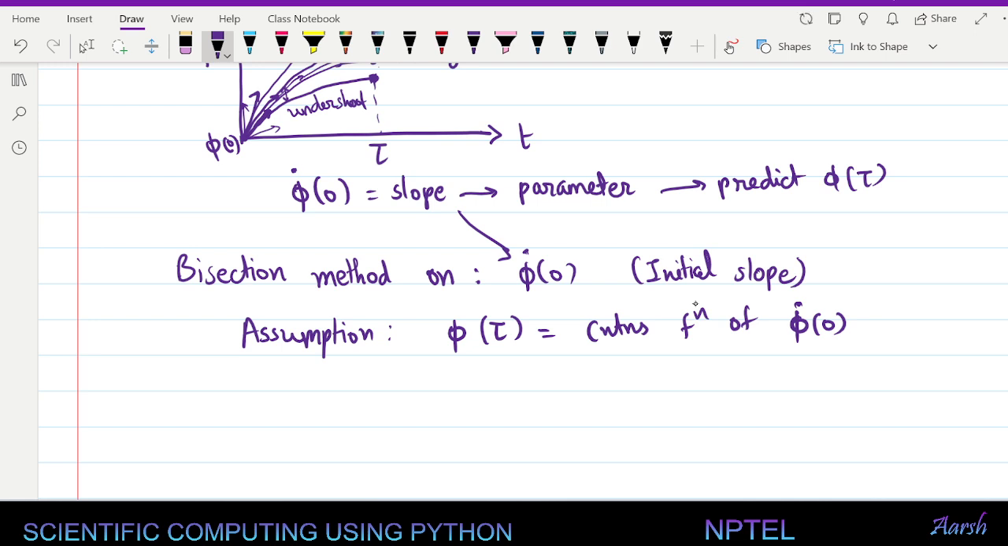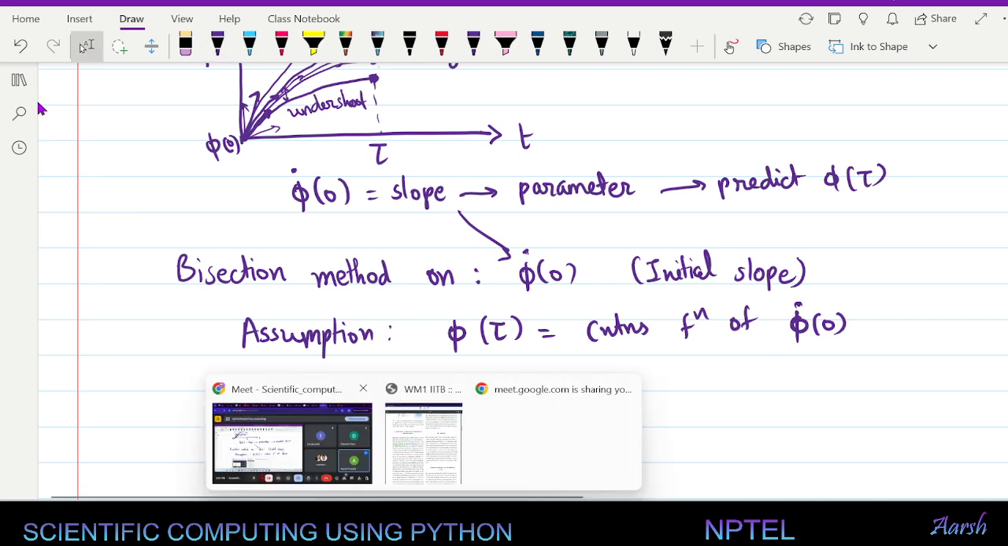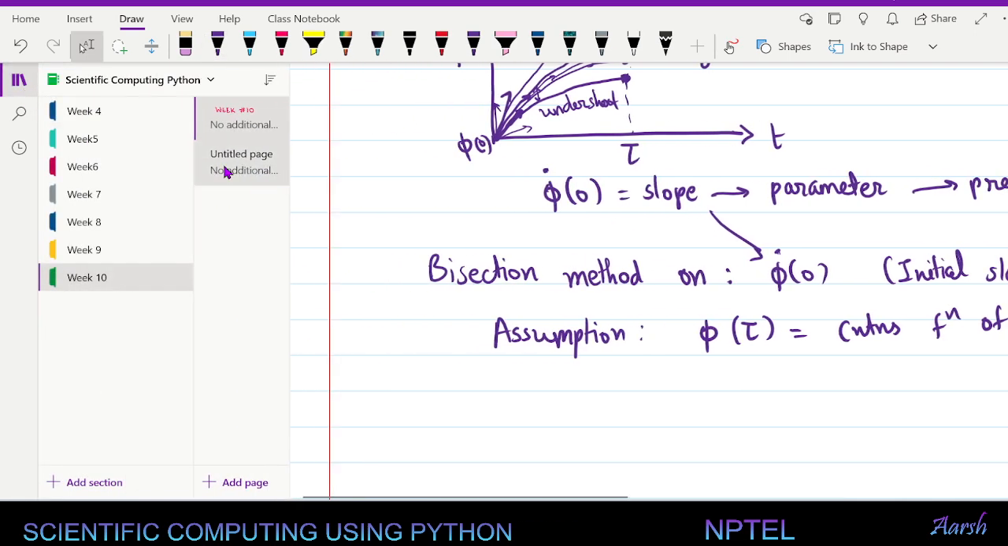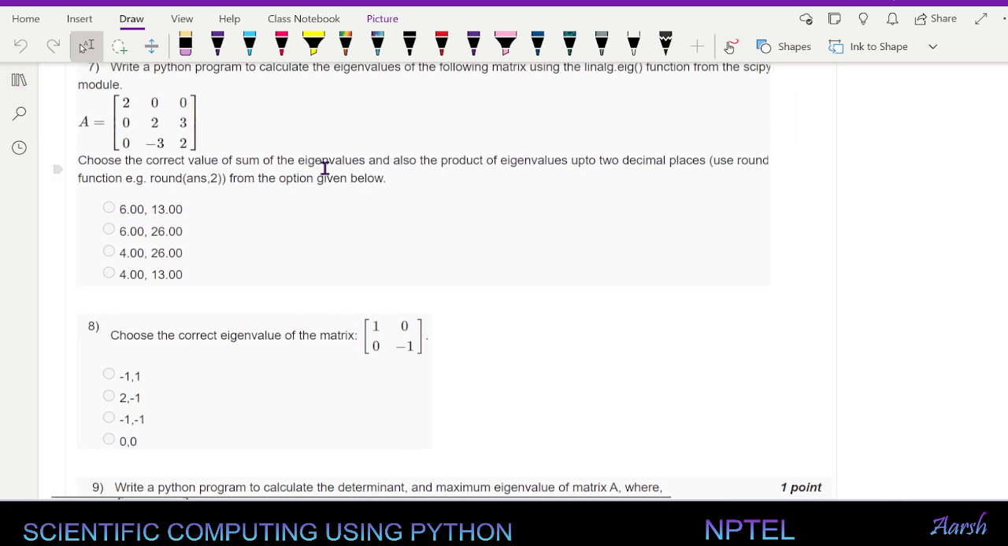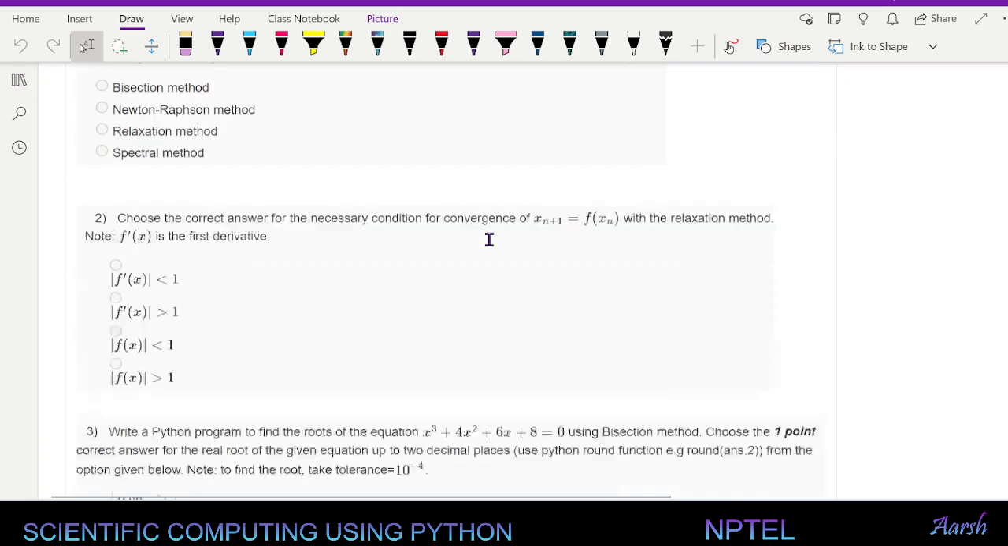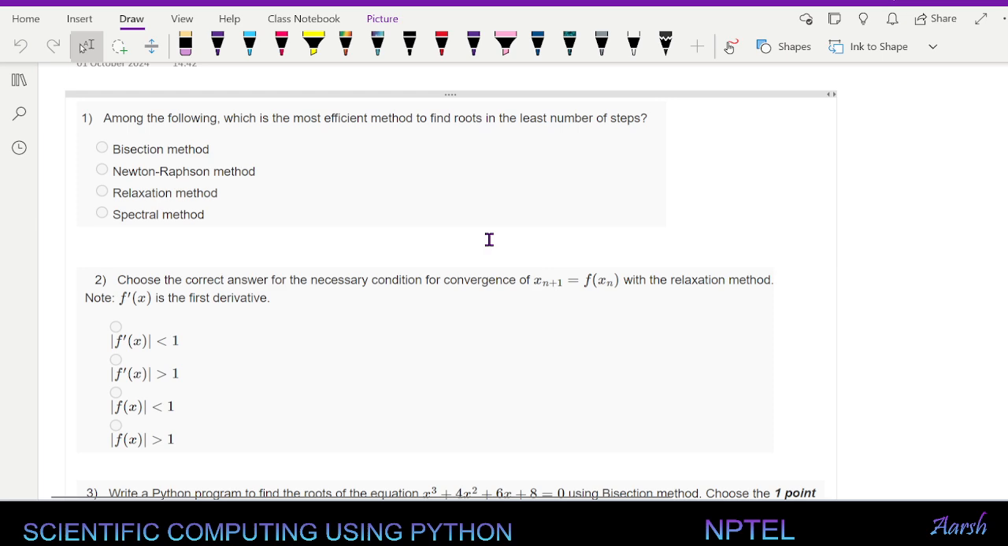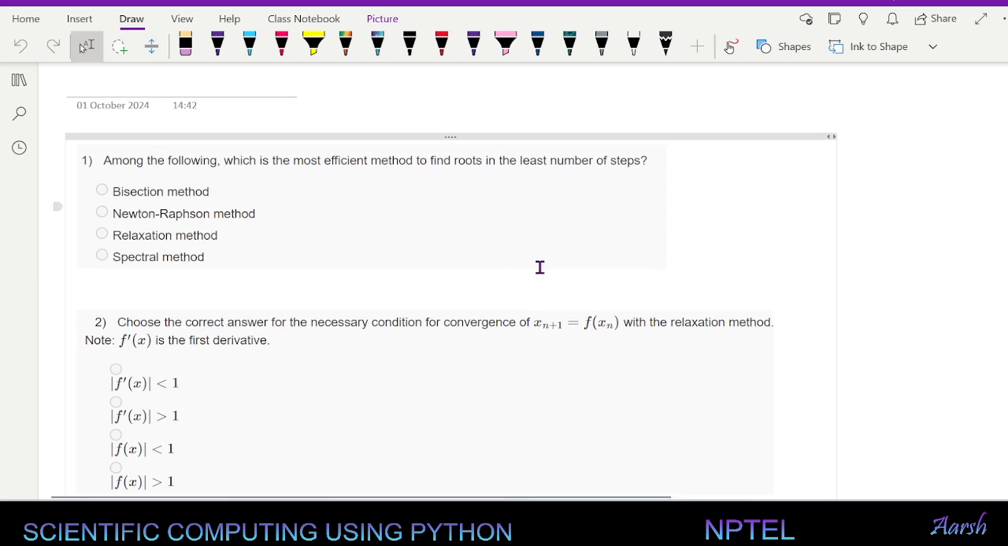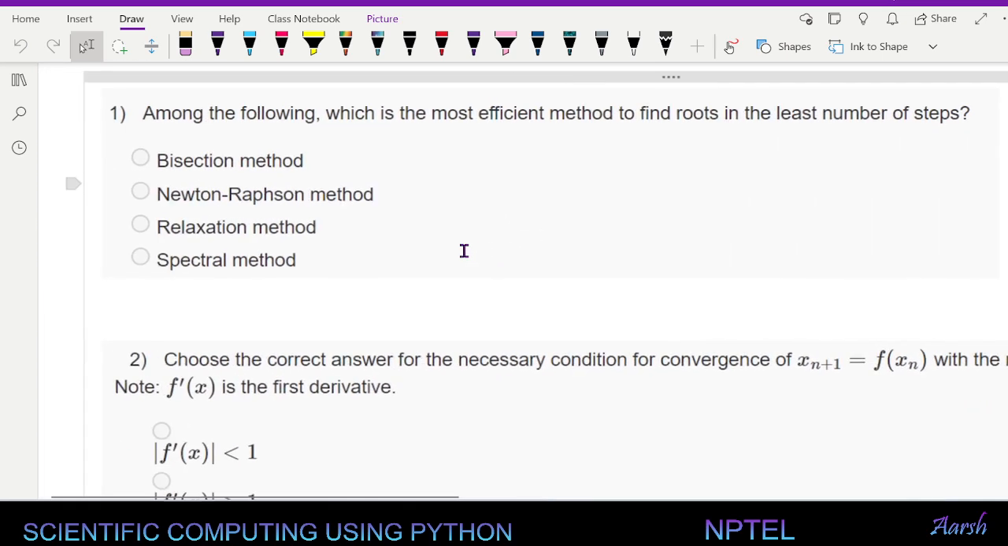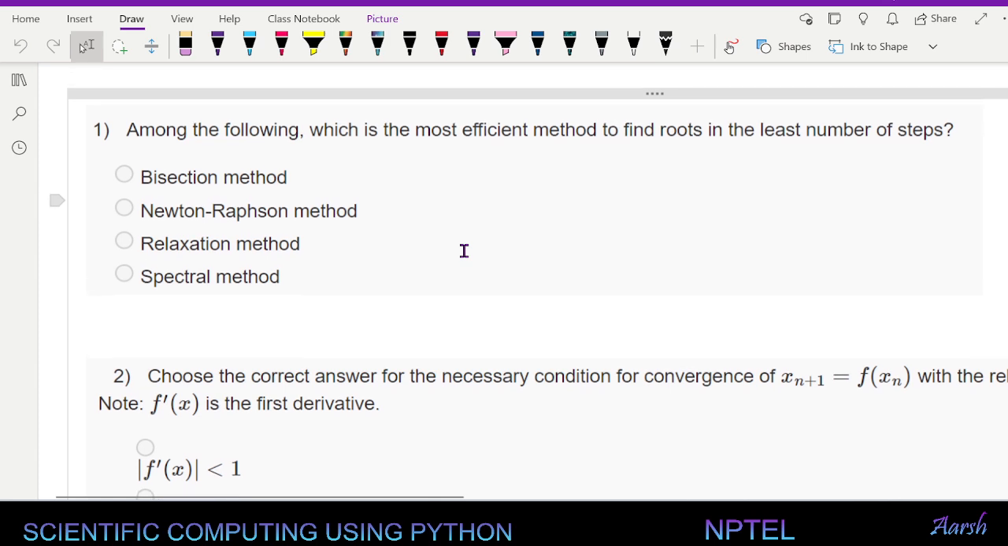Okay, so now let's do some coding questions, shall we? Any questions so far? Okay, then let's do theoretical questions first, very quickly, then we'll jump to the coding part.